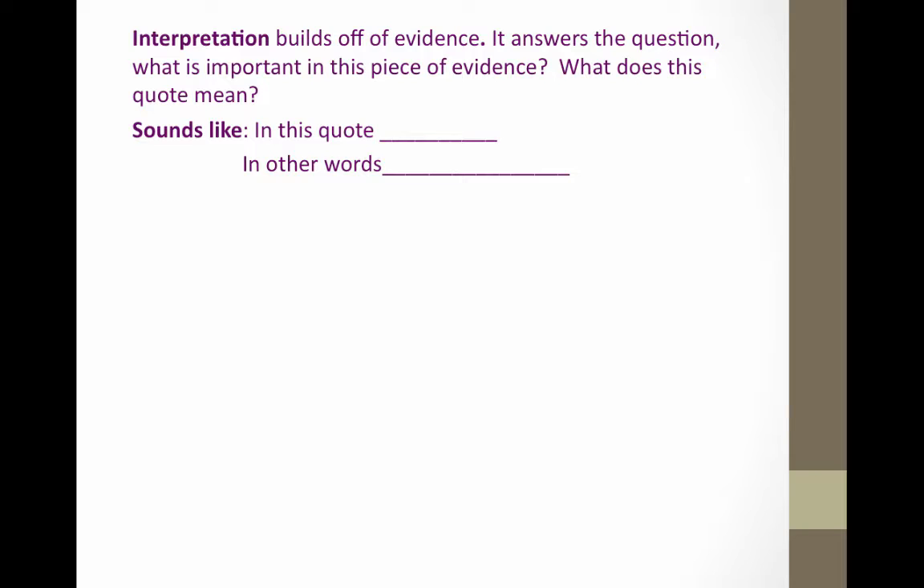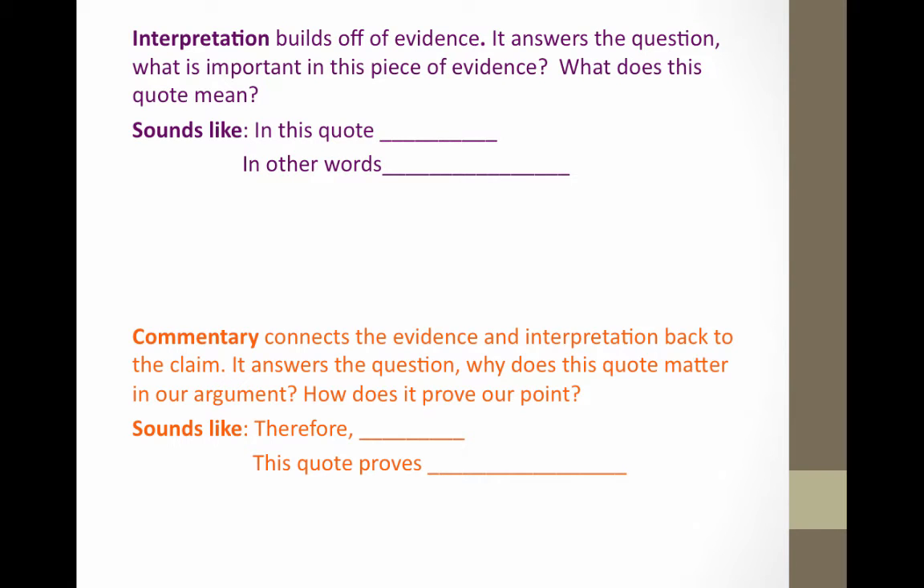Interpretation is the first part of analysis, and it builds off of evidence. It answers the question, what is important in this piece of evidence, or what does this quote mean? Usually interpretation sounds like, in this quote, blah blah, or in other words, blah blah, because it looks back at the quote or the evidence that it's coming after. The second piece is commentary, and commentary connects the evidence and interpretation back to the claim. Commentary usually answers the question, why does this quote matter in our argument, or how does it prove our point? And it often sounds like, therefore, blah blah, or this quote proves, blah blah.